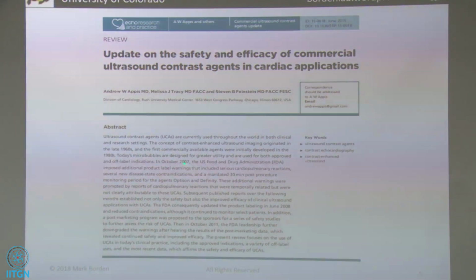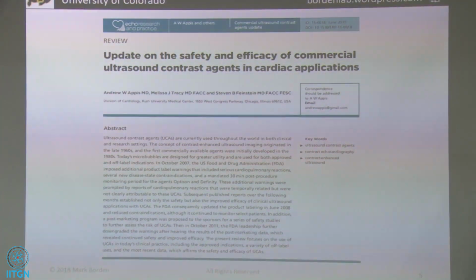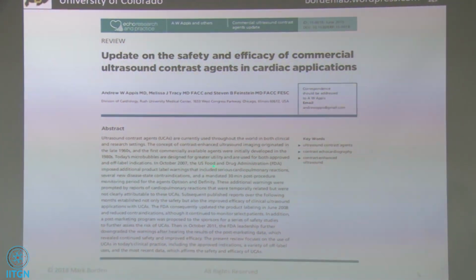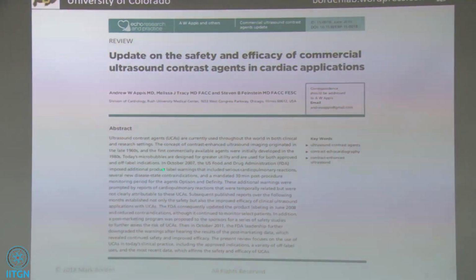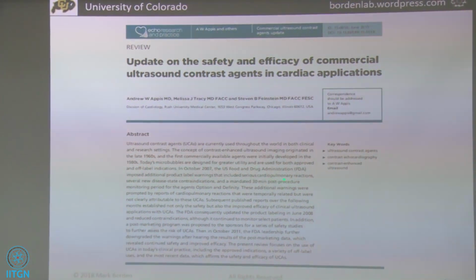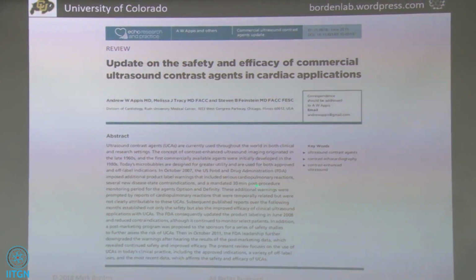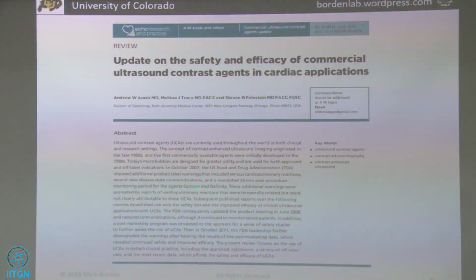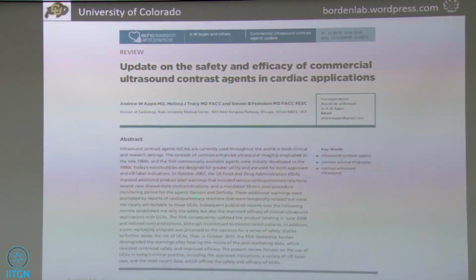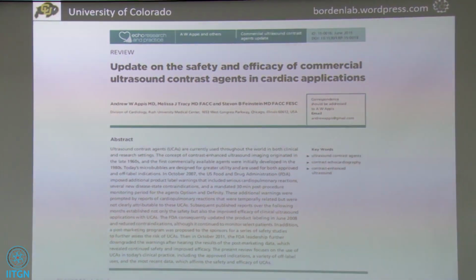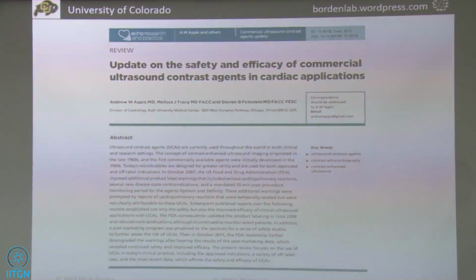In October 2007, coincidentally, that was the year I joined as a faculty member, my first assistant professorship, and my research was focused on bubbles. And the very first semester, this happened. The U.S. Food and Drug Administration imposed additional product label warnings that included serious cardiopulmonary reactions, several new disease state contraindications, and mandated a 30-minute post-procedure monitoring period. These were the only two approved agents in commercial use, Optison and Definity. Optison being a protein agent, Definity being a lipid agent.